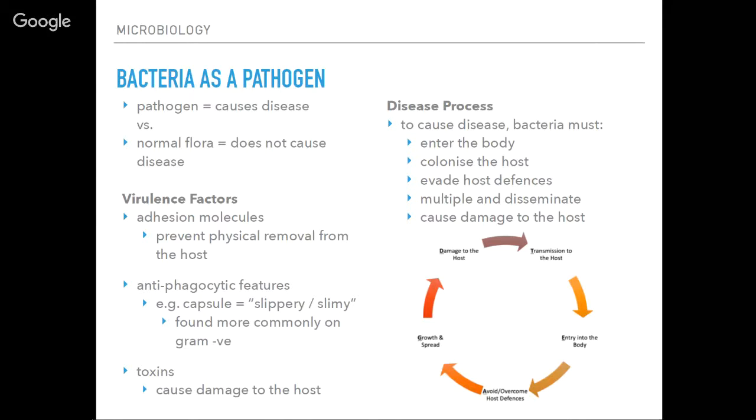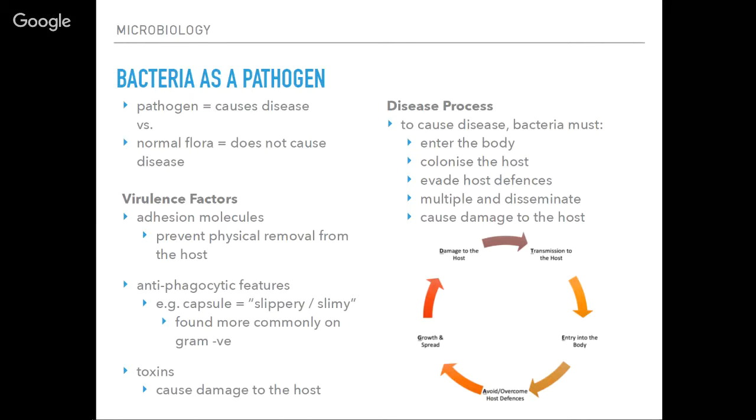Once bacteria spreads throughout the body, you get a systemic infection. Systemic infections are the ones that cause fevers, can cause weight loss, night sweats and stuff like that. And damage to the host, blah, blah, blah. Another part that's important, virulence factors. They're basically the things that make a bacteria more dangerous.